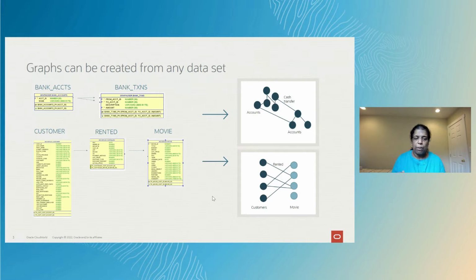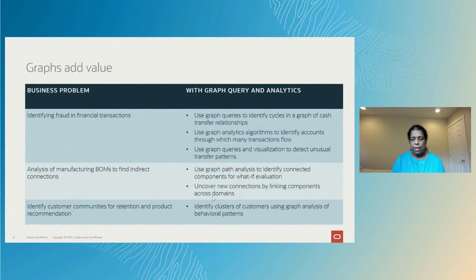So when a customer rents a movie, that becomes an edge in the graph. You could represent your graph this way to then see whether you can cluster customers using some graph clustering algorithms to identify what movies you could recommend for a particular customer and so on. And we have several interesting examples coming up.